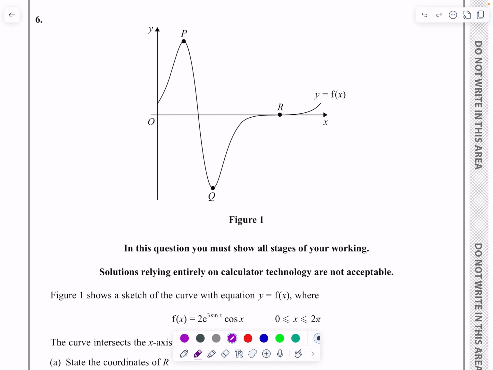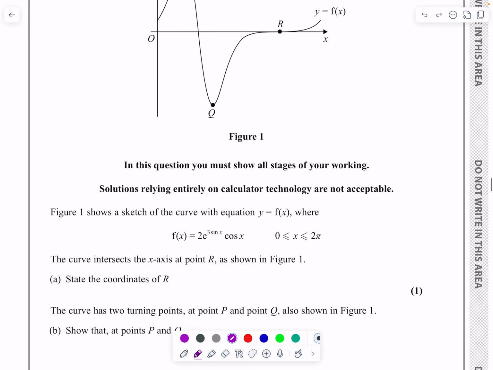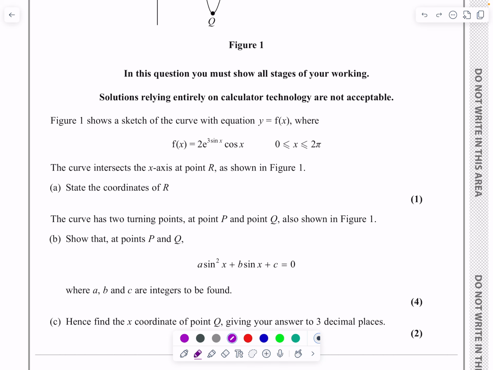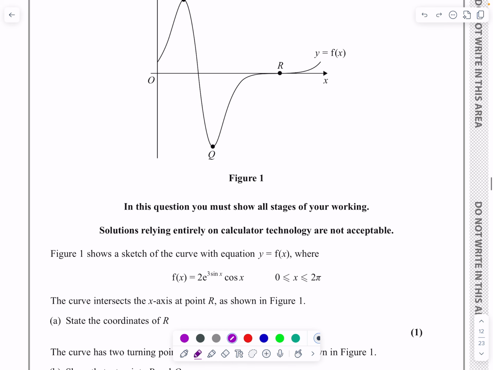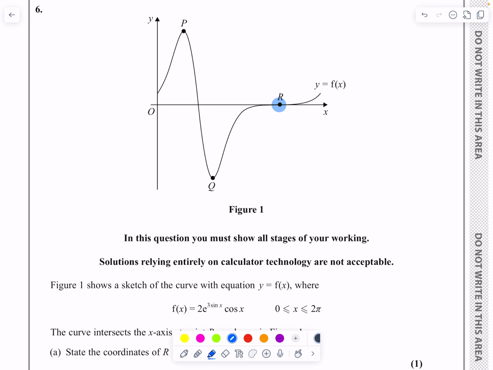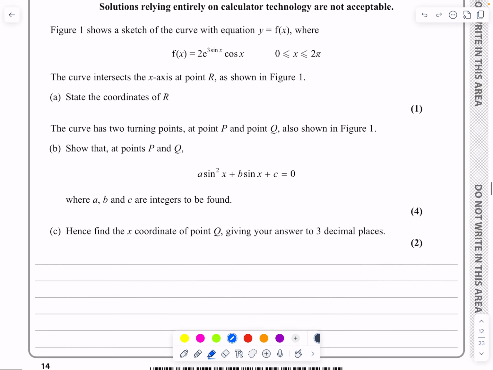We've got the graph that we can see there. We can see points P, Q and R are highlighted. Let's just have a look at part A. Part A says the curve intersects the x-axis at point R. Can we state the coordinates of R? So obviously we can see that that point there is going to be when f(x) equals 0. So that's what I'm going to do for the first part.